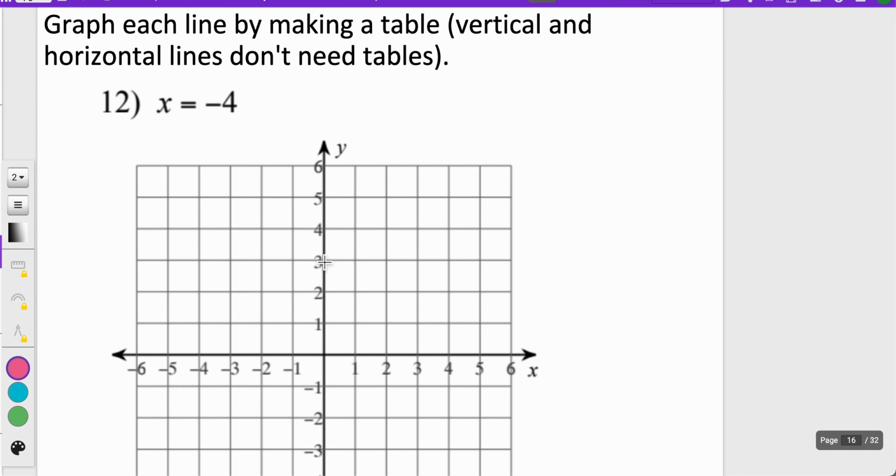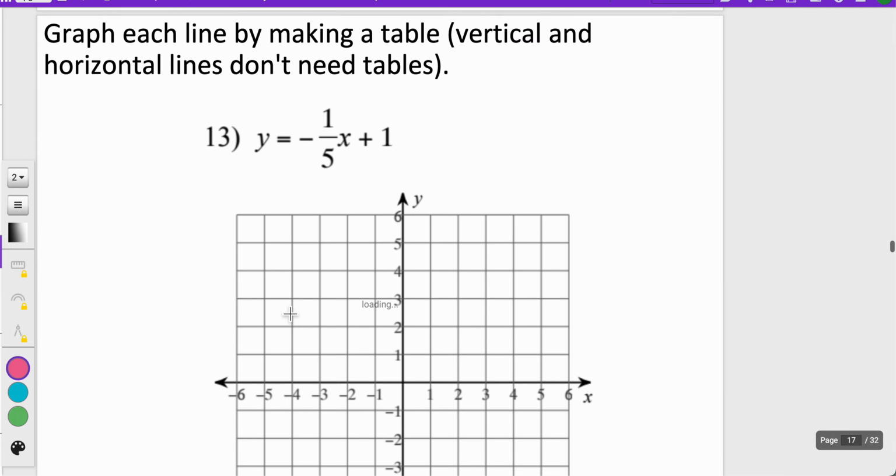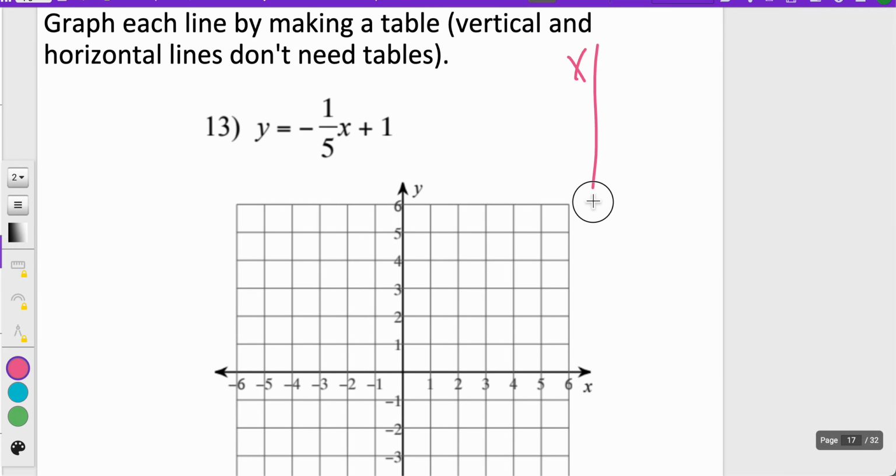These are going to be your x and y intercepts. So x equals negative 4 is this line here. Oops, right on the negative 4 where your x-axis is. And the next one we have a fraction again, so we're going to use that denominator: negative 5, 0, and 5.